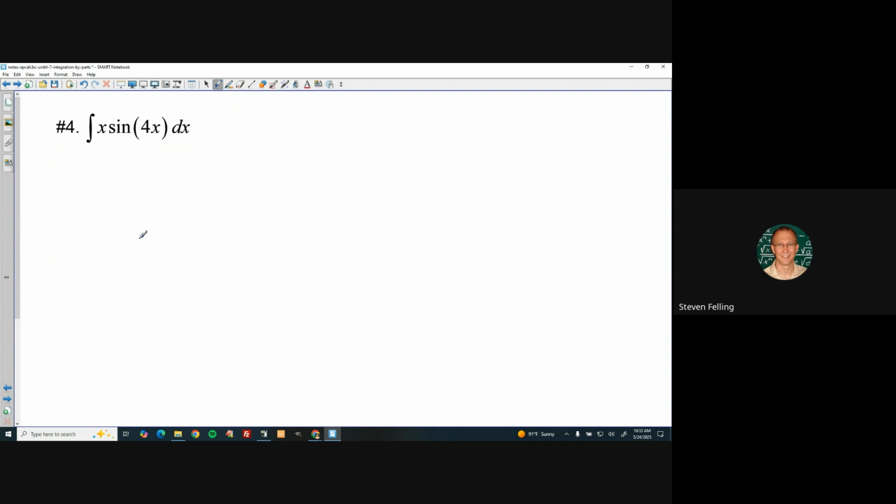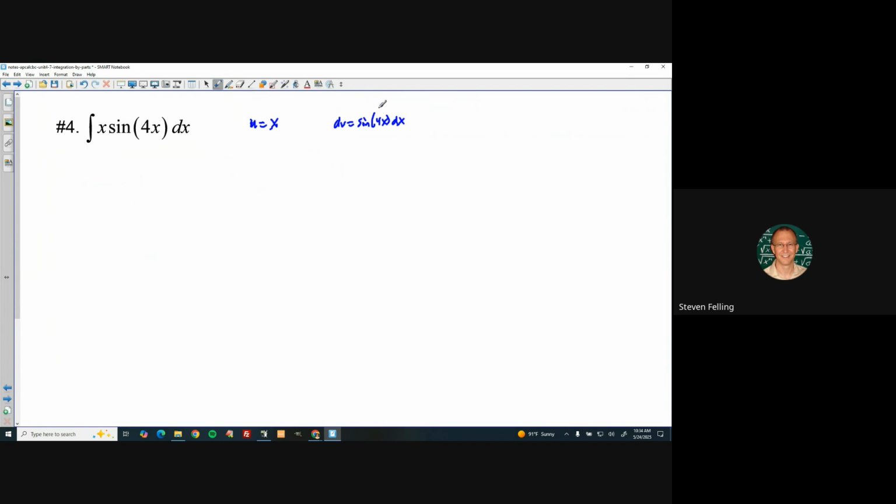Okay, let's take a look at another one. Again, you can pause this and try it. All right, so the correct choice here for u would be to make x the u, because the derivative of that is going to be a 1. If I put that on the other side, then the antiderivative would be 1/2 x squared, and that seems to be getting more complicated. So we will put the sine over here.